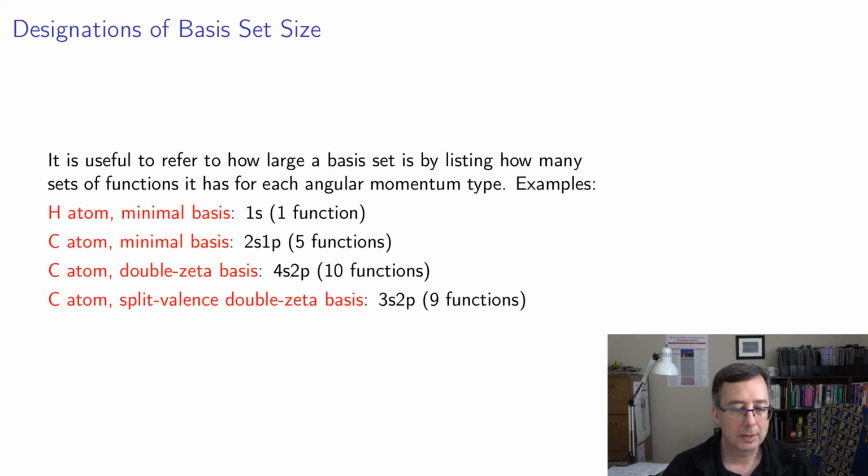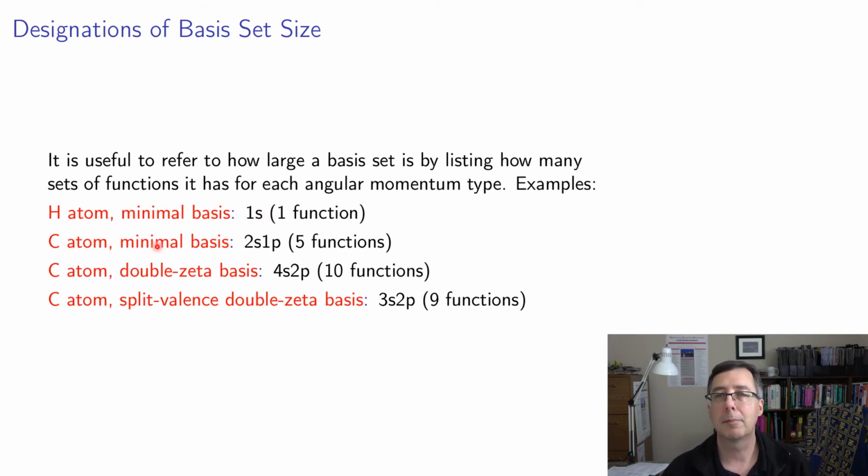Now let me talk a little bit about how you name, or how you designate the number of functions in a basis set. Okay? So hydrogen atom, if it's a minimal basis, then we know that hydrogen atom normally involves a 1s function, and in a minimal basis set, that means I'll add 1 function, and it'll be s-like. So I have 1 function, and it's an s-type function. Okay, so you could call that 1s.